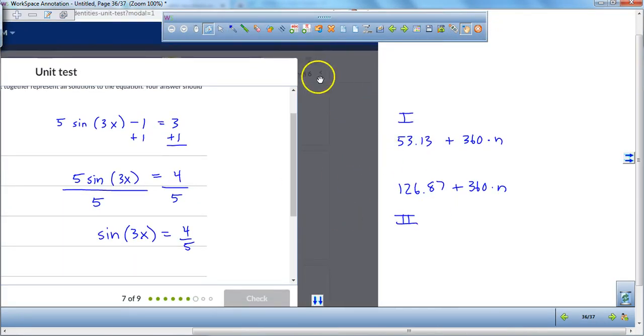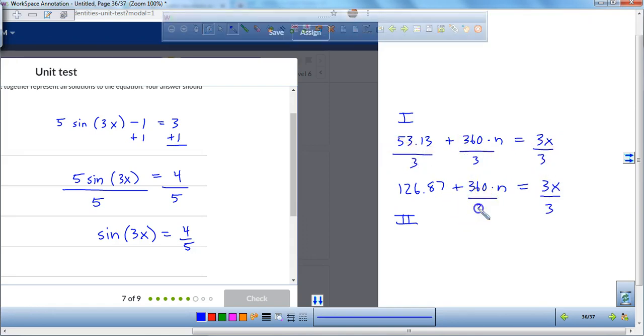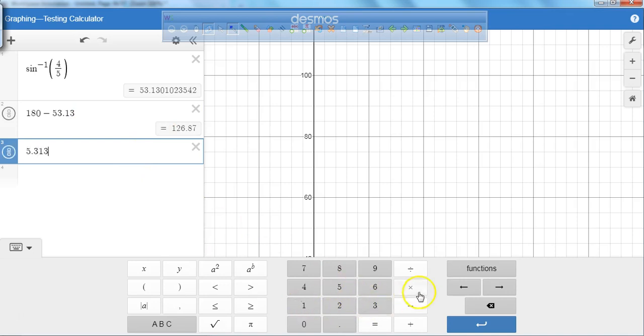All right. And then what you're going to have to do, if all of this is equal to 3x, and I got to divide everything by a 3. So I got to divide this by a 3, this by a 3, this by a 3, this by a 3. So what we're going to have to do is take this 53.13 and divide it by 3.